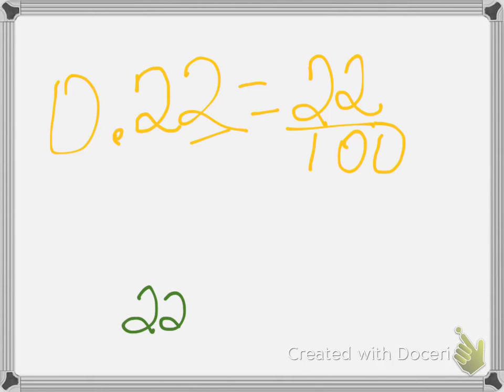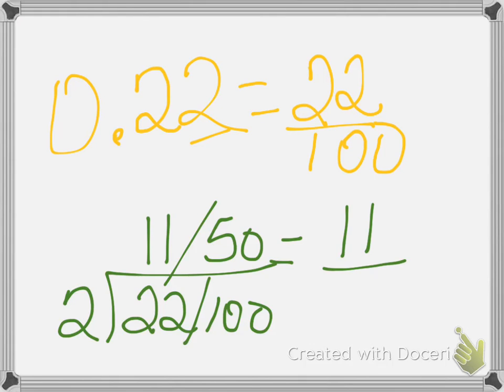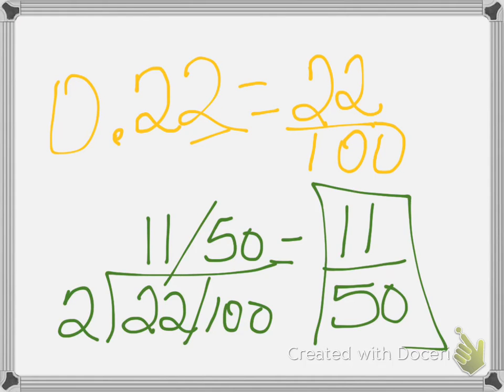So I'm going to divide it, and we're looking for the greatest common factor of both. So let's start off with the 2 since they're both even. 2 can go into 22 11 times. 2 can go into 100 50 times. So my simplified fraction is 11/50. Okay, let's try another one.